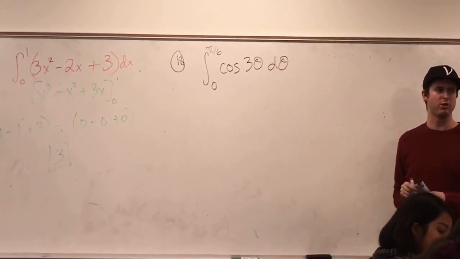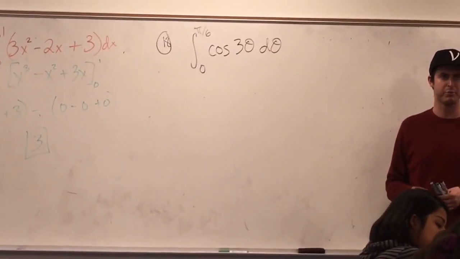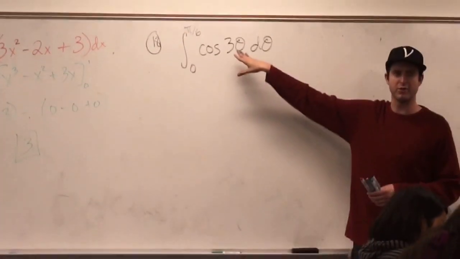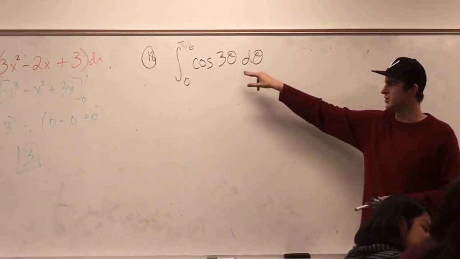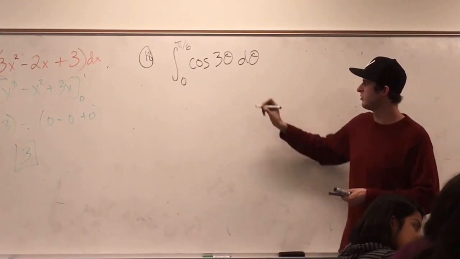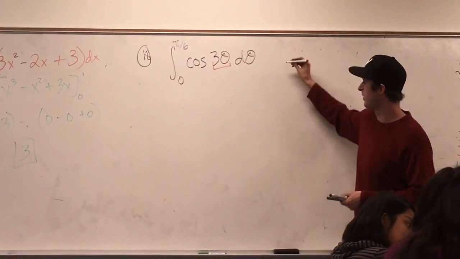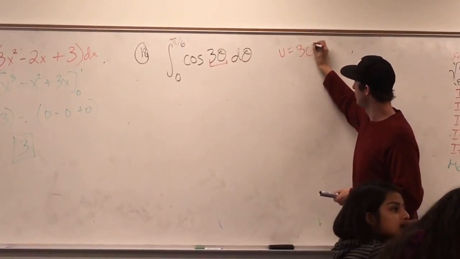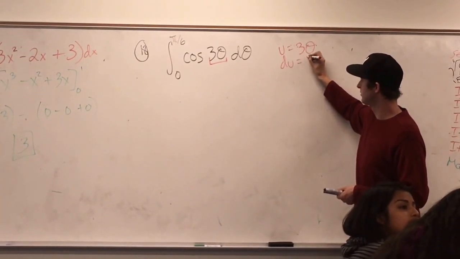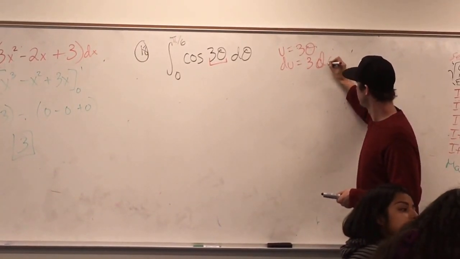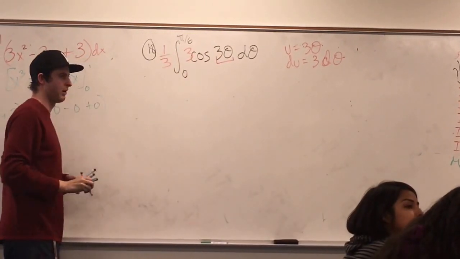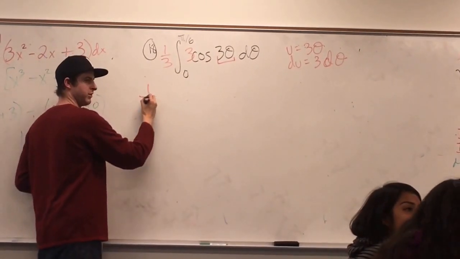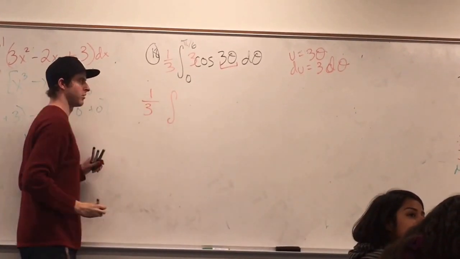It's not just cosine of x, which means I need to do u-substitution. In this case, though, it's not the one like Brenda asked about earlier where you have a cosine and a sine. It just has a cosine. So my u is going to be the inside part. So u equals 3 theta, du equals 3 d theta. So I need to put a 3 inside and a 1/3 outside. That gives me 1/3 times the integral.